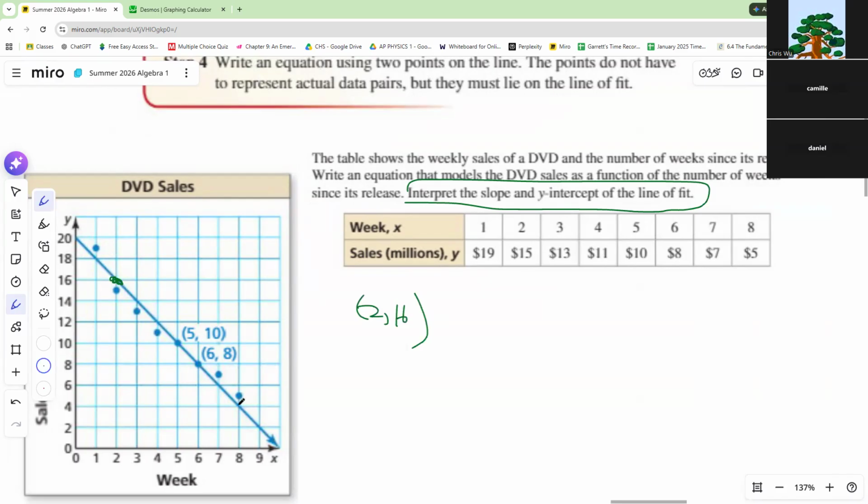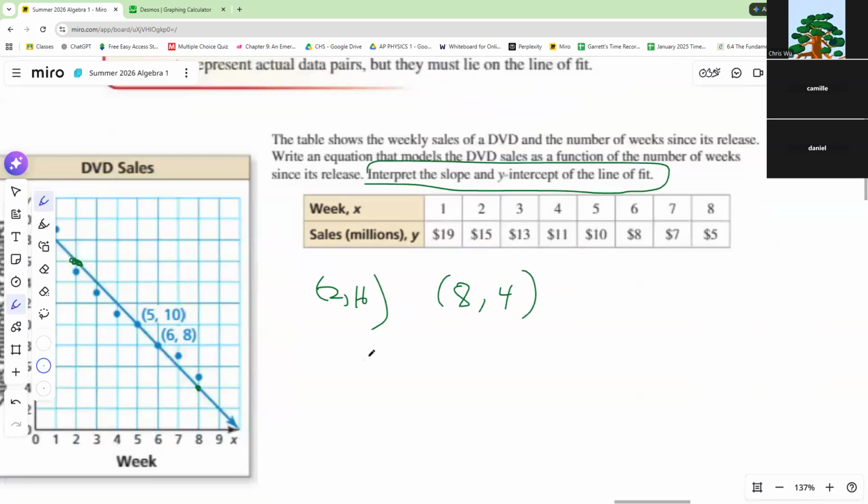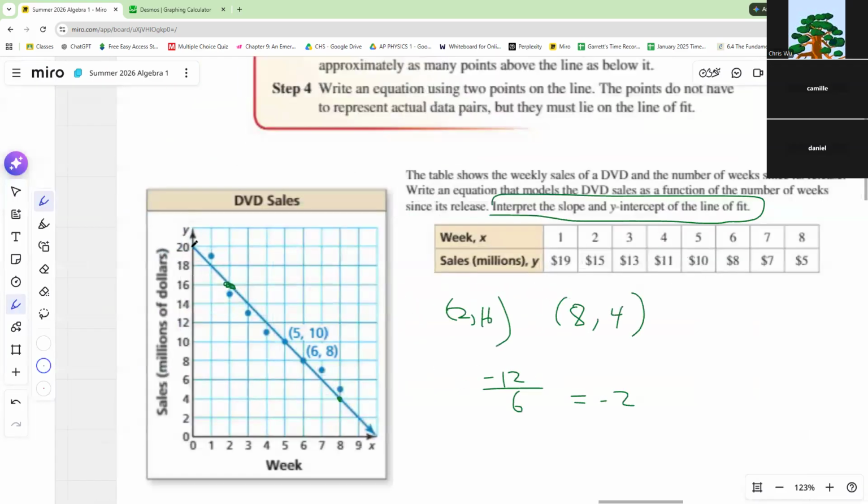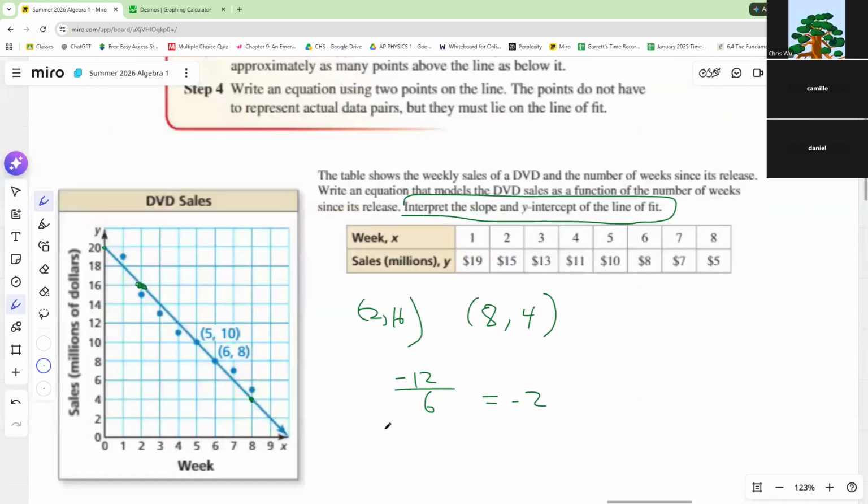And let me pick maybe this point over here. Let's call that (8, 4), right? So between these two points, I can say the slope of the line is going to be negative 12 over 6, and that's negative 2. And the y-intercept looks like it's a 20. So I'm going to say the line is y equals negative 2x plus 20.